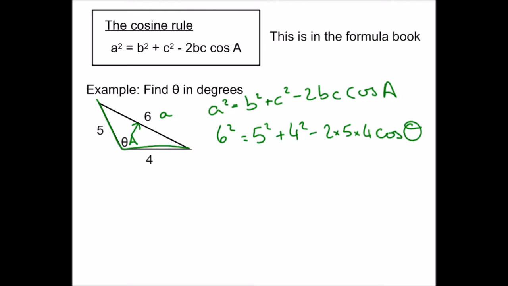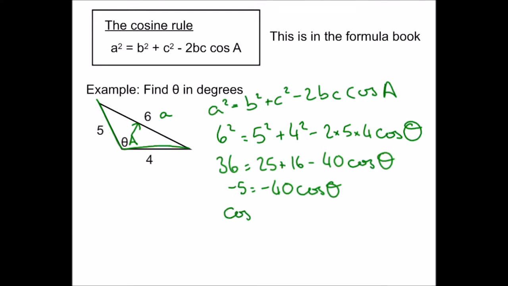And now all I need to do is rearrange it. So I'll get 36 equals 25 plus 16 minus 2 times 5 is 10 times 4 is 40. So we get 40 cos theta. So I'm going to get 36, take away 25, take away 16, gives me minus 5 equals minus 40 cos theta. So we want to find where cos theta is equal to an eighth. So theta is equal to, and I'm just going to do inverse cos of my 1/8, and we get 82.8 degrees.